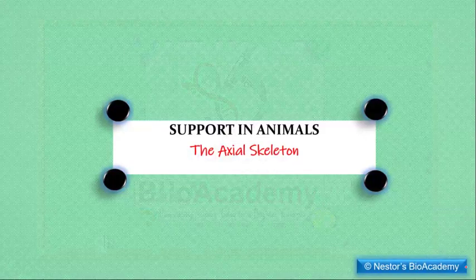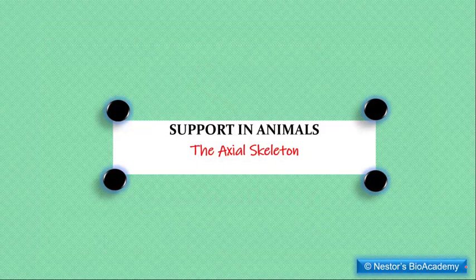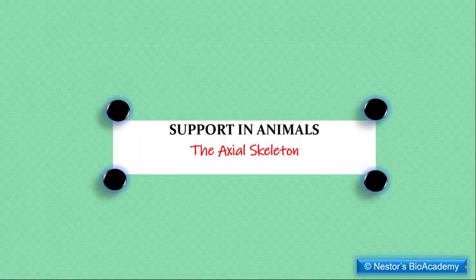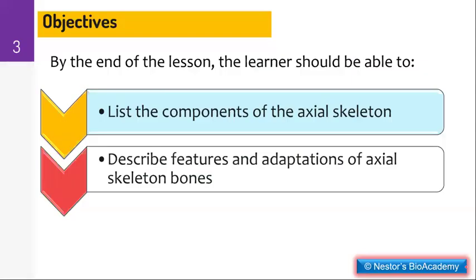And in today's lesson, we are going to review support and movement in animals. Specifically, we are going to start our discussions by looking at the axial skeleton in mammals. Remember, the objective of this lesson will be to take us through the main types of skeleton in mammals, that is the axial and the appendicular skeletons. And then we are going to describe the features and adaptations of the axial skeleton bones.